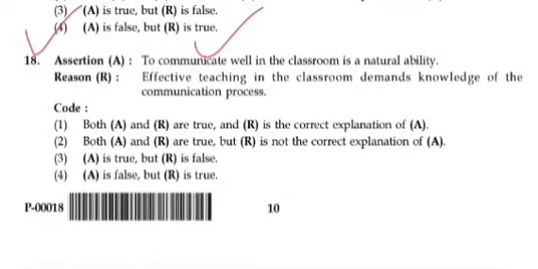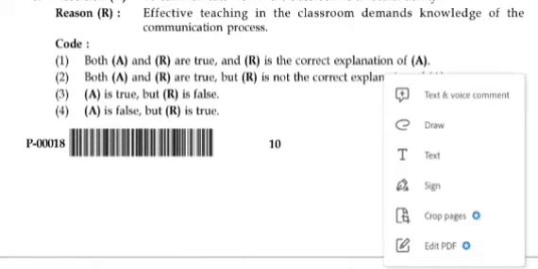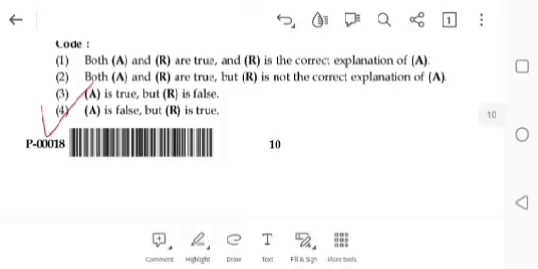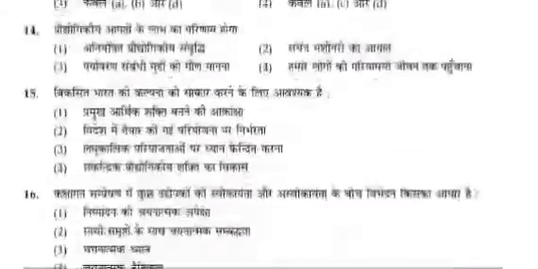Number 18, assertion, reason, similar question. Assertion is saying to communicate well in the classroom is a natural ability. Reason R is saying effective teaching in the classroom demands knowledge of the communication process. So the options are: both A and R are true and R is the correct explanation of A; both A and R are true but R is not the correct explanation of A; A is true but R is false; A is false but R is true. Number 18, number 4 will be correct. Assertion is false but reason is true. Number 18 finished.